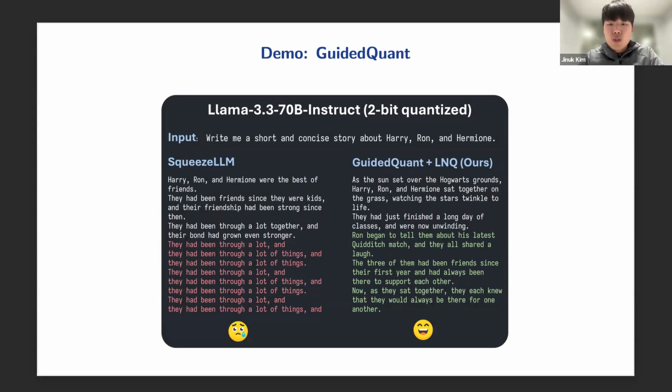On the left, SqueezeLLM collapses into a repetition loop, which is highlighted in red. On the right, a GuidedQuant quantized model produces a fluent 6-sentence story with fresh details shown in green. Even at 2 bits, our method preserves coherence and avoids collapse. Let's take a closer look at how this works.